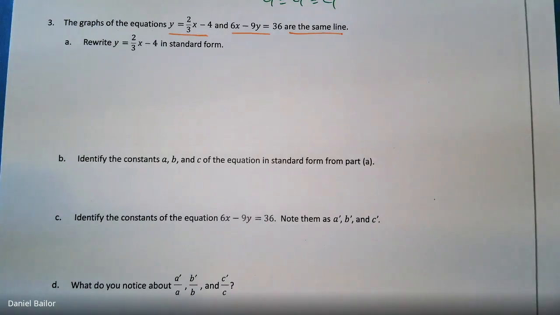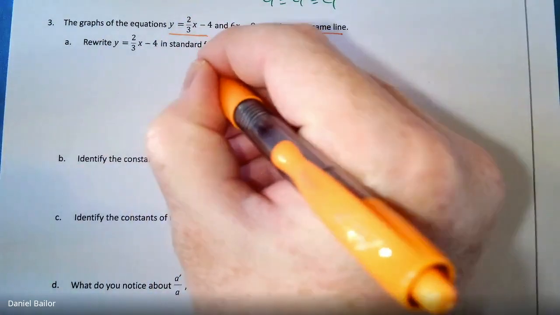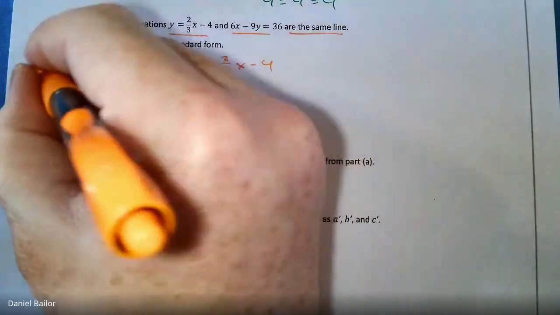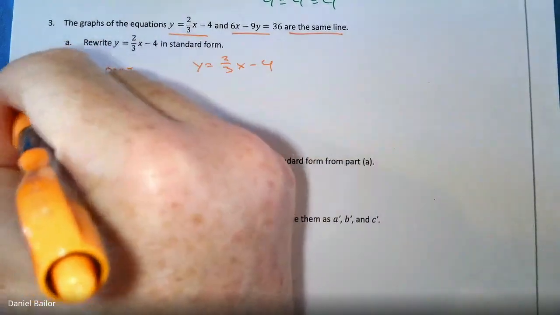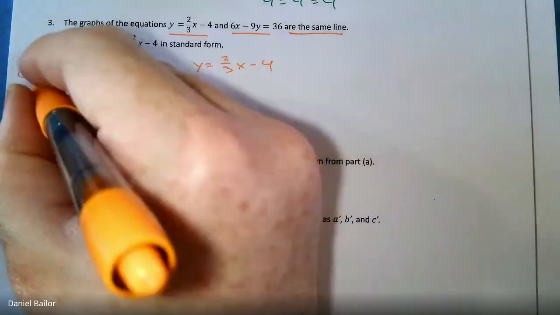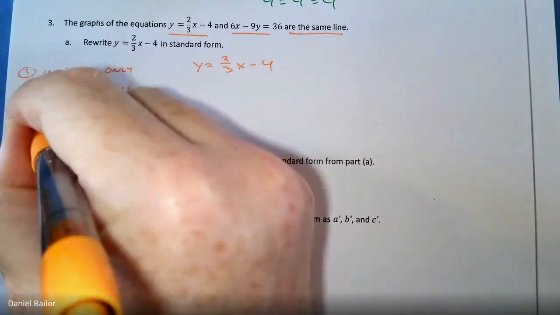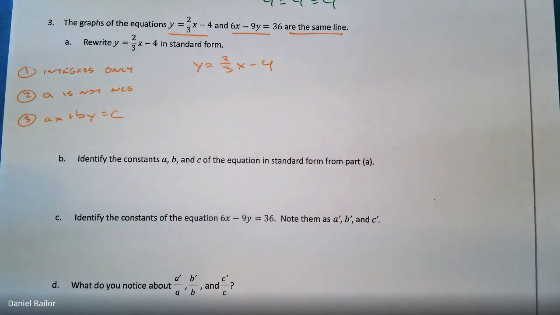Okay, so hopefully you did number 3. Let's check and see how you did. So the first thing we need to do is write this in standard form. And again, our rules for standard form: integers only, A is not negative, and it has to be written as ax plus by equals c. I don't have these in any order; I think I'm doing a different order every time I write them.